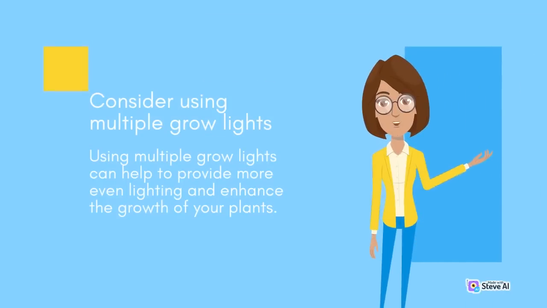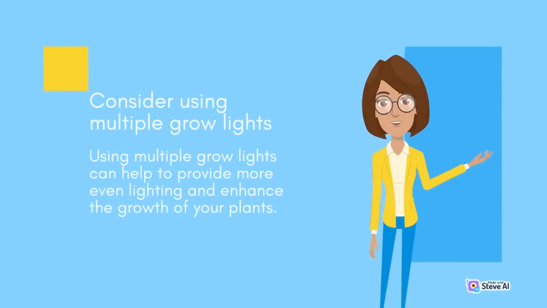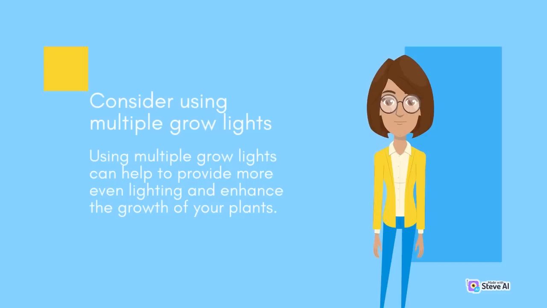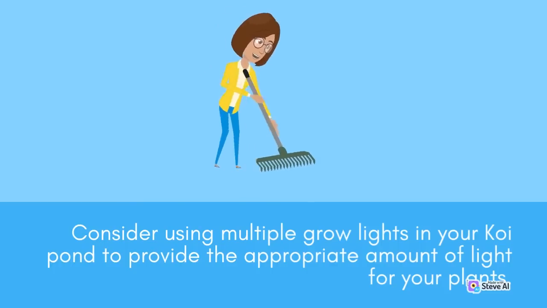Consider using multiple grow lights. Using multiple grow lights can help to provide more even lighting and enhance the growth of your plants. Consider using multiple grow lights in your koi pond to provide the appropriate amount of light for your plants.